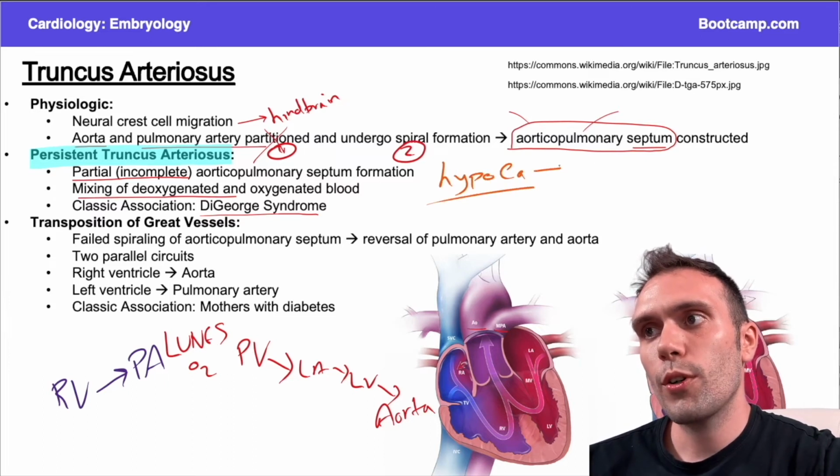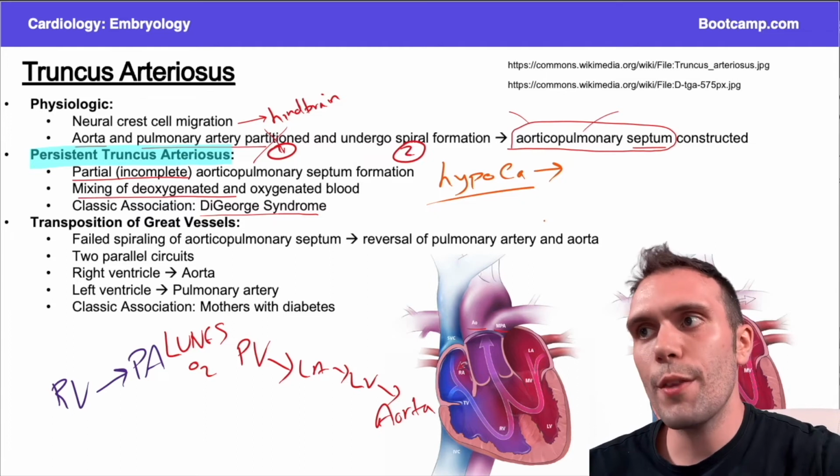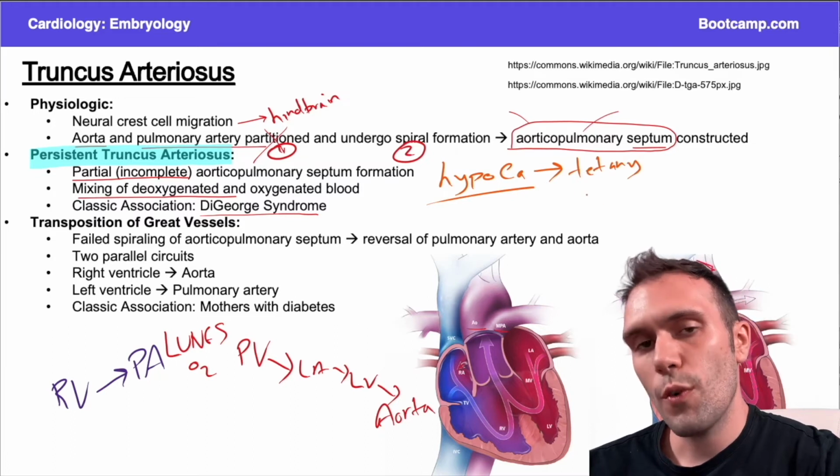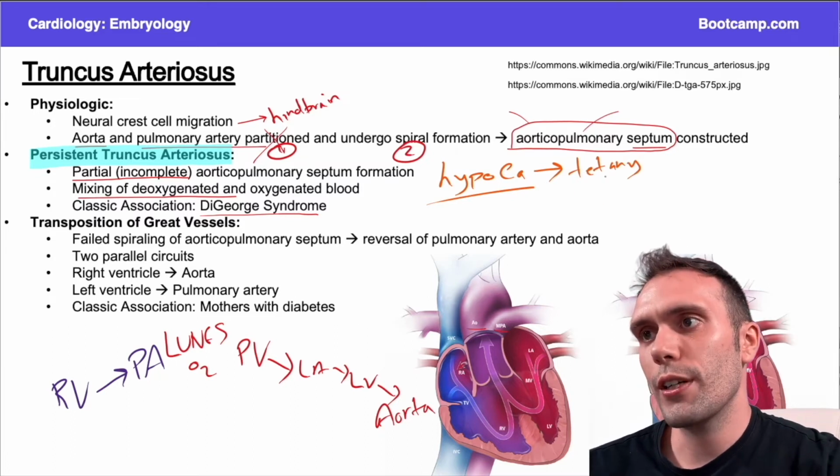So remember, in a board question, sometimes they're not going to tell you that the patient has hypocalcemia, so you have to know some of the things that you might be looking for, like tetany, for example, Chvostek sign, Trousseau sign, right? Those are all very classic.